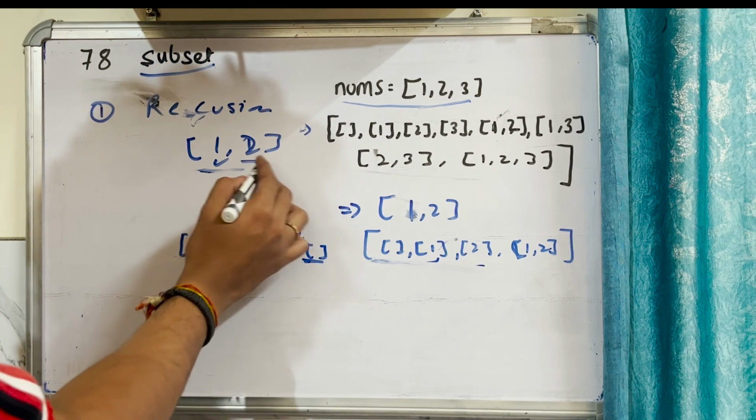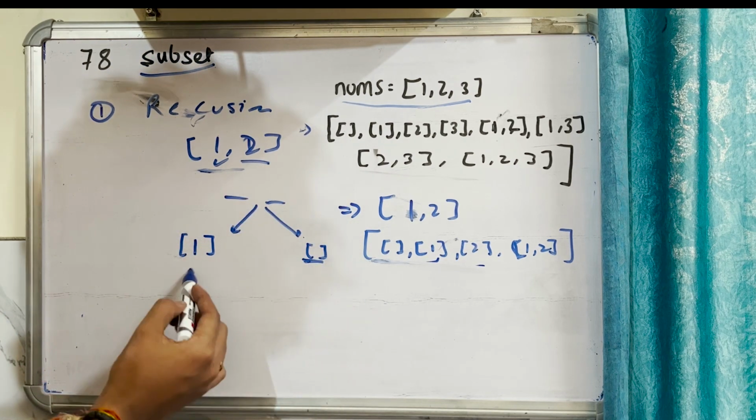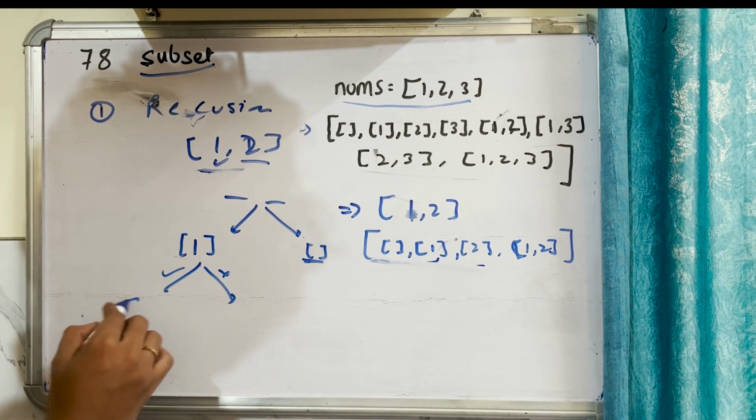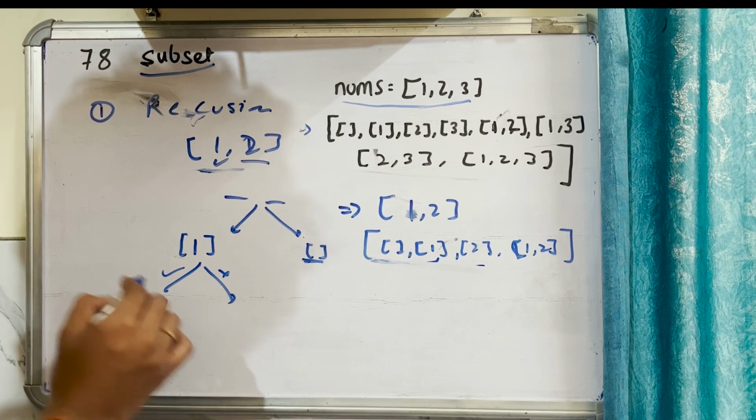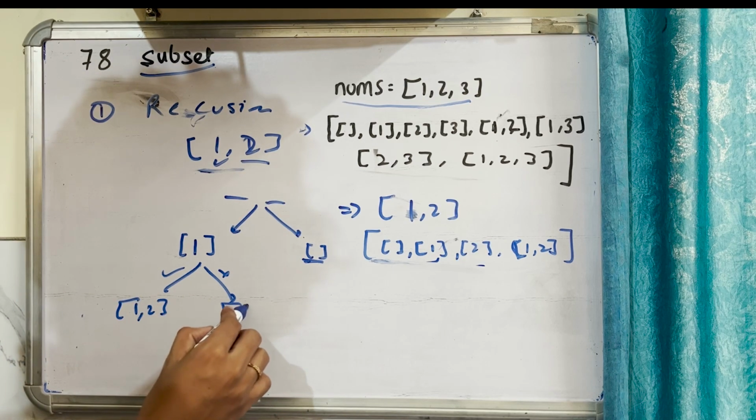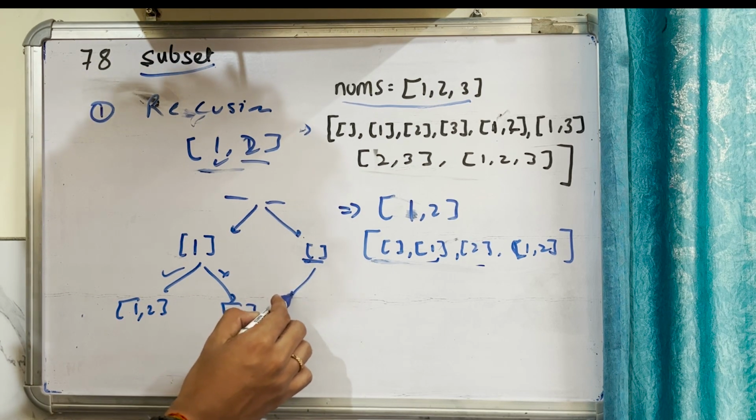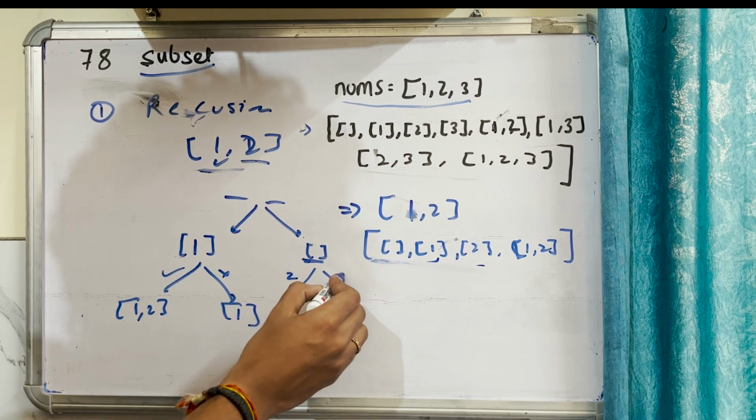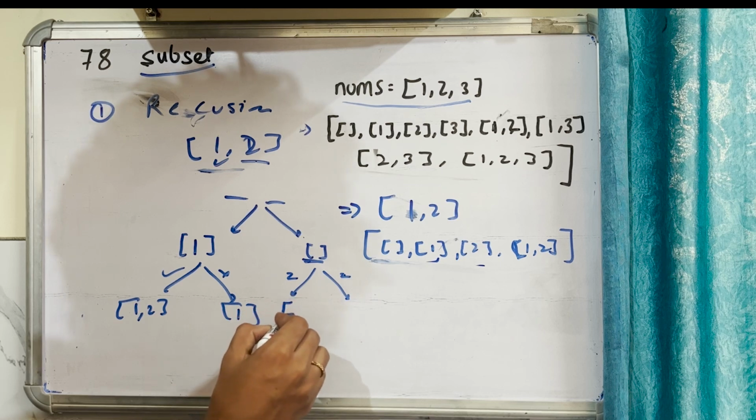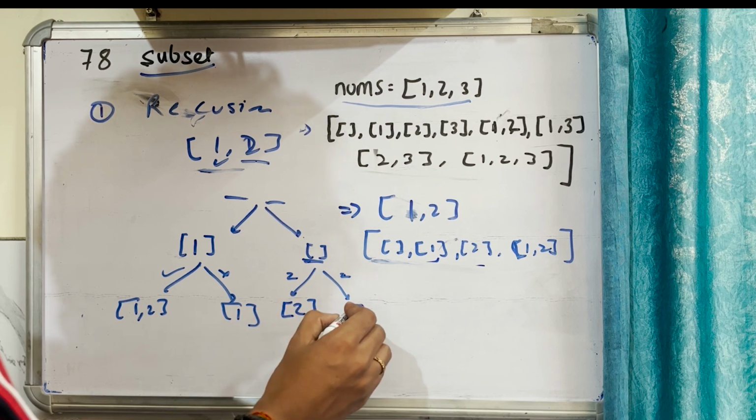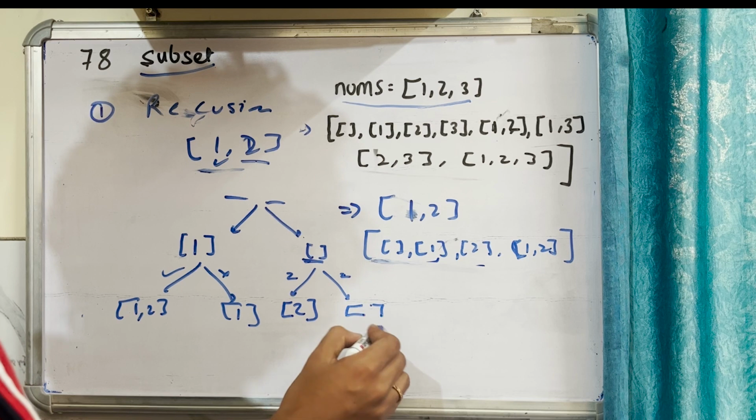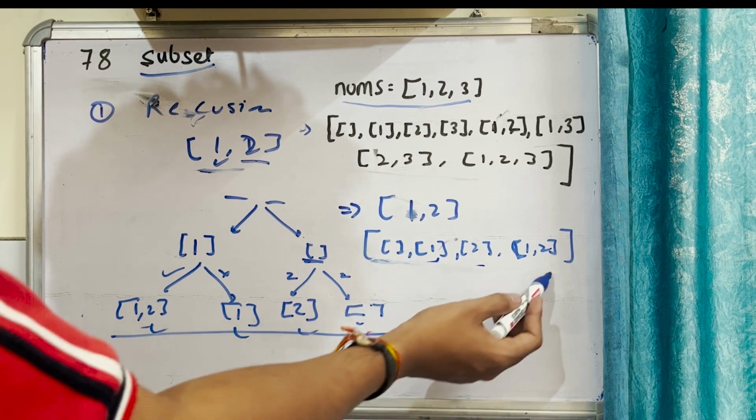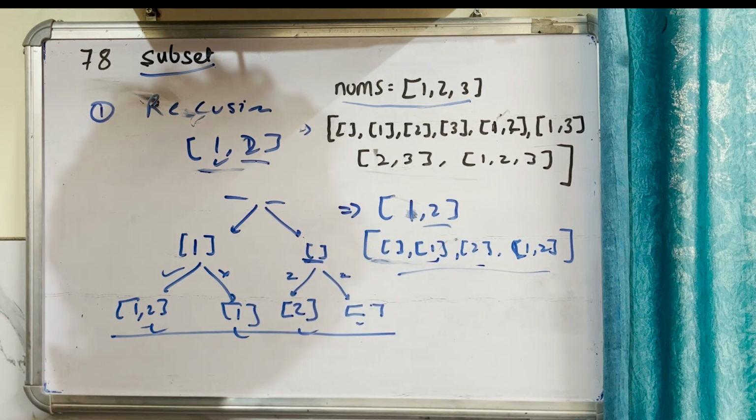Then from here we have the possibility to take 2 in both. So if I take 2 or not take, if I take, it will be 1 comma 2, and if I don't take, it will be just 1. And here, same, I have the possibility to take 2 or not include. If I include it, it will be 2. If I don't include, it will be just empty. As you can see, it will generate all possible subsets for the given array.